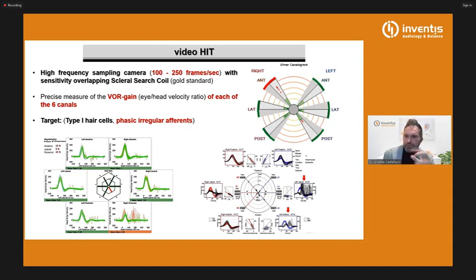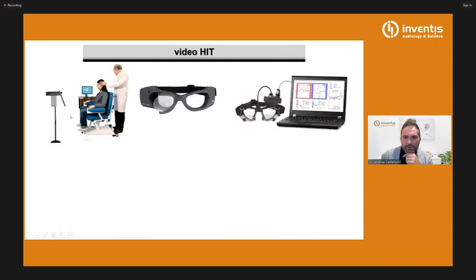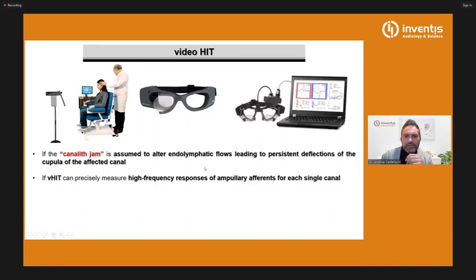And according to the device that we have, we might have this type of canalograms. This is the Inventis style, this is the Interacoustics style, this is the NATO style, but all of them do have this canalogram that gives us the information on the functional status at high frequency for each of the semicircular canals. And of course, we can use the remote camera as the one from Inventis, or we might have the head-mounted camera. But at the end, we have more or less the same data.